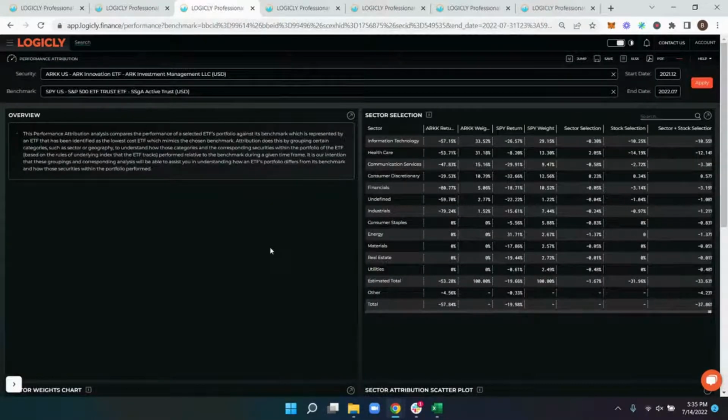Logically Core also gives you access to a standalone performance attribution tool where you can input any US ETF, your desired benchmark, through your desired time frame, and the system will give you a performance attribution breakdown across all sectors within the security that you inputted and your selected benchmark.